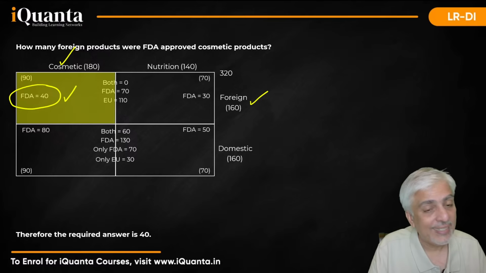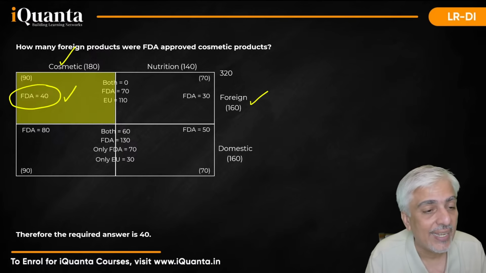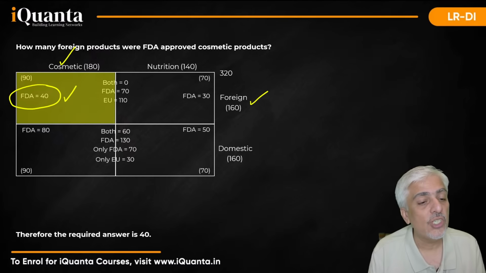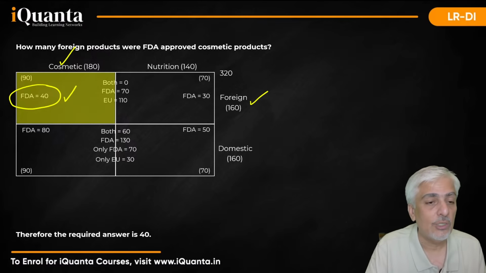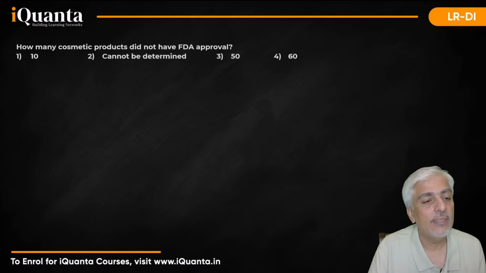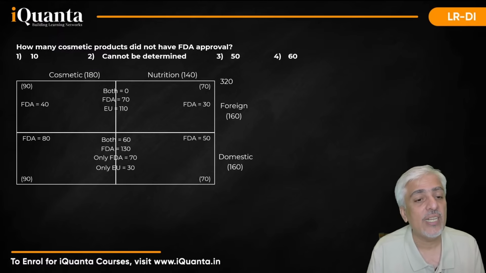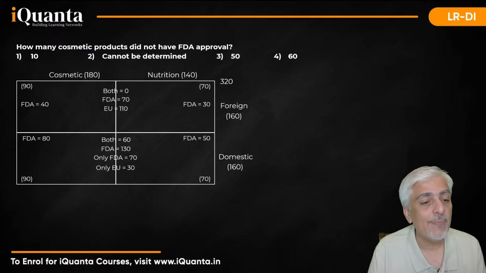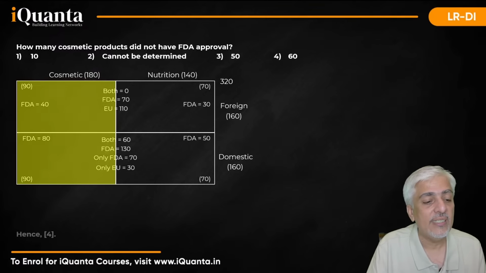Now, how will you make a Venn diagram for this? Think, how will you make a Venn diagram? Cosmetic, nutrition, where will you put everything? It's impossible to make a Venn diagram for this type. Next one, how many cosmetic products did not have FDA approval? So how many cosmetic products did not have FDA approval? So what is it?